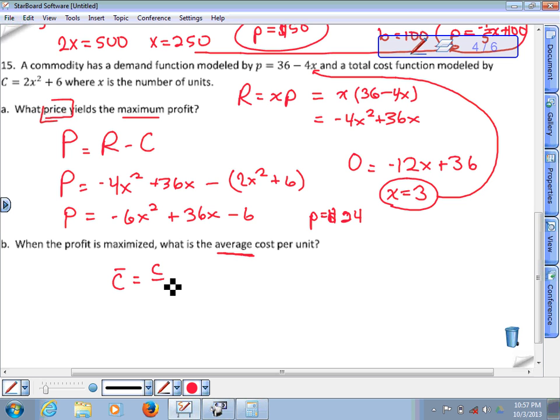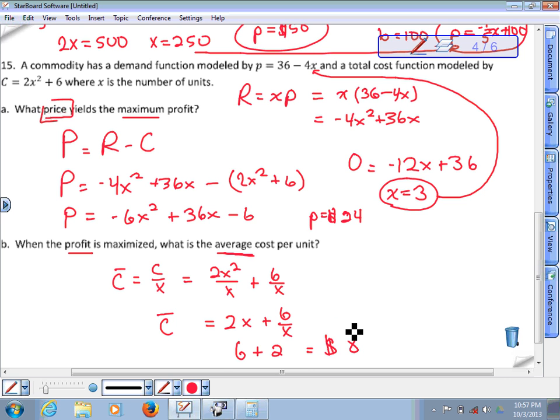So c bar is equal to c over x. This is equal to 2x squared over x plus 6 over x, which is 2x plus 6 over x. Now we know when the profit is maximized, they're selling 3 units, so the average cost of 3 units is 2 times 3, which is 6, plus 6 over 3, which is 2. That's $8.